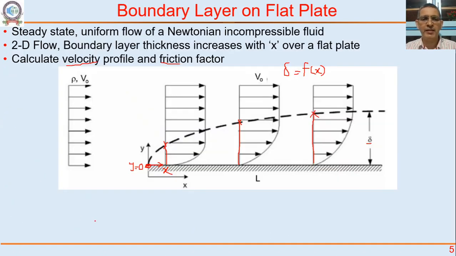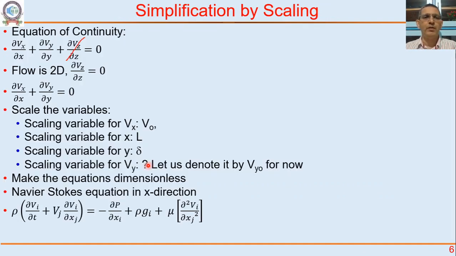Where is the Vz direction? Vz direction is perpendicular to the screen. Z direction, perpendicular to the screen, going in or coming out of the screen. There is no velocity in the z direction. It's a uniform flow. So del Vz by del z is 0. So equation of continuity tells you del Vx by del x plus del Vy by del y.